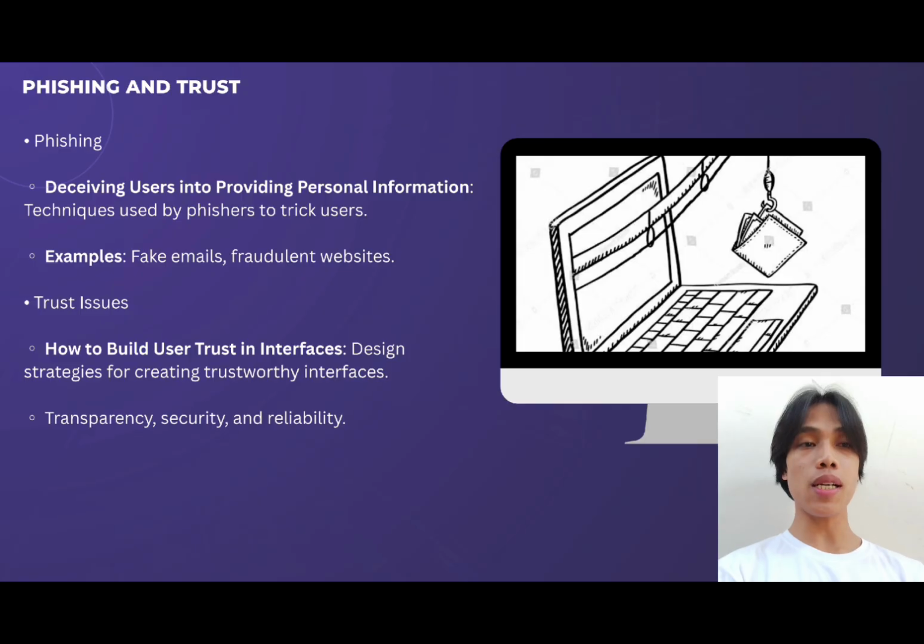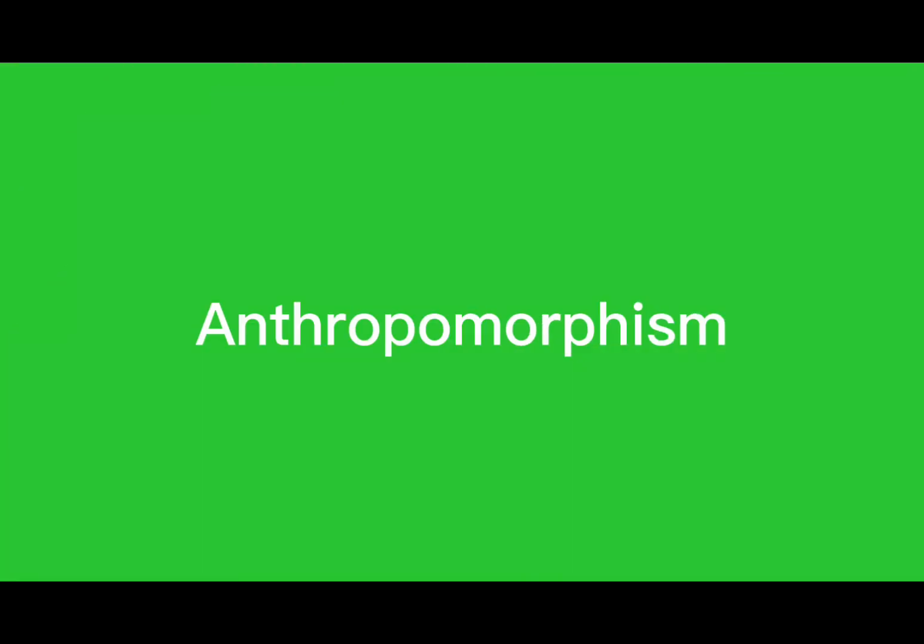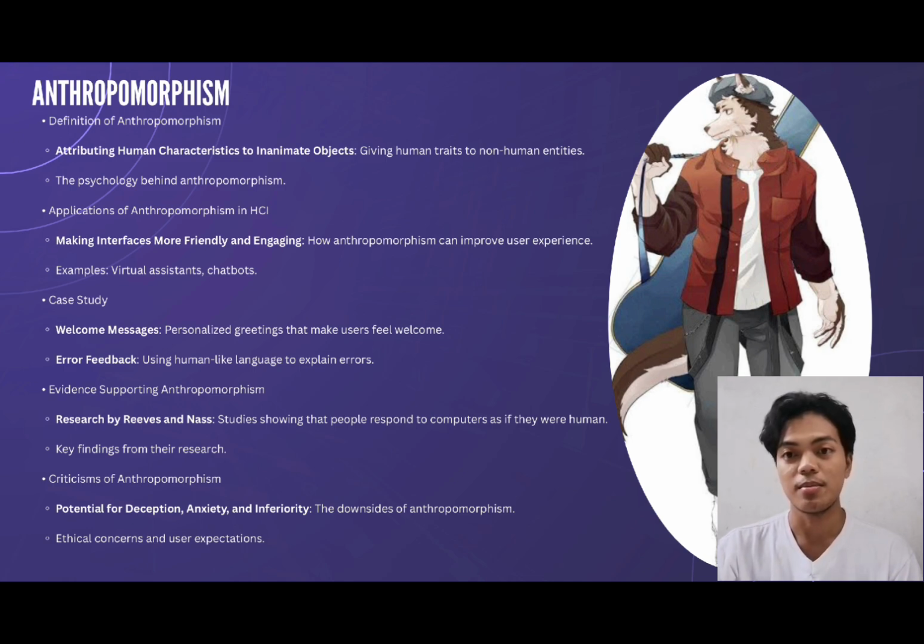So how do we build user trust in interfaces? Designers must create interfaces that feel safe and credible by using transparency, security, and reliability. So what is anthropomorphism? It is attributing human characteristics to inanimate objects. It is also giving human traits to non-human entities. It is also the psychology behind itself and its application in HCI.